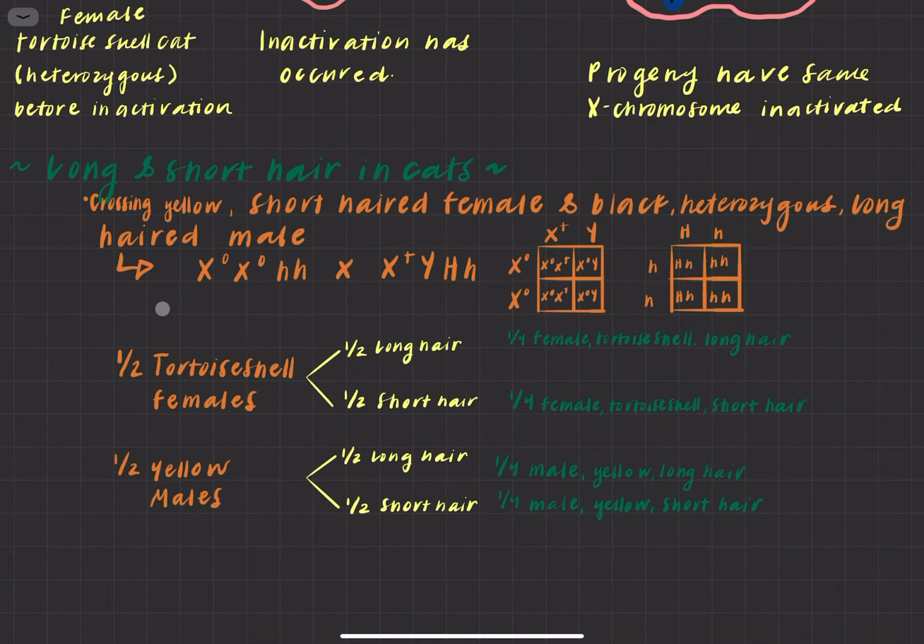And so we know that the progeny is going to be half tortoiseshell females and half yellow males, and of each of these groups, half are going to have long hair and half are going to have short hair. The overall phenotypic ratios are going to be 1/4 female tortoiseshell long hair, 1/4 female tortoiseshell short hair, 1/4 male yellow long hair, 1/4 male yellow short hair.